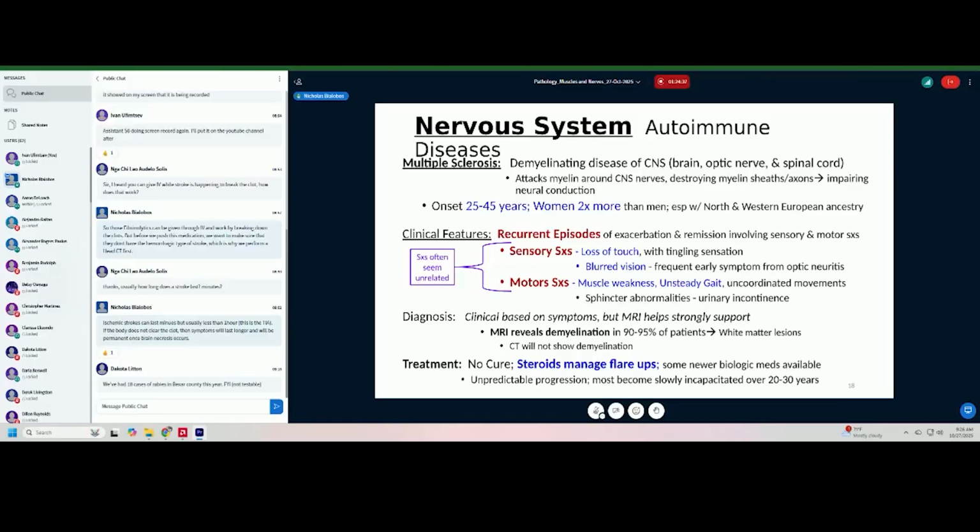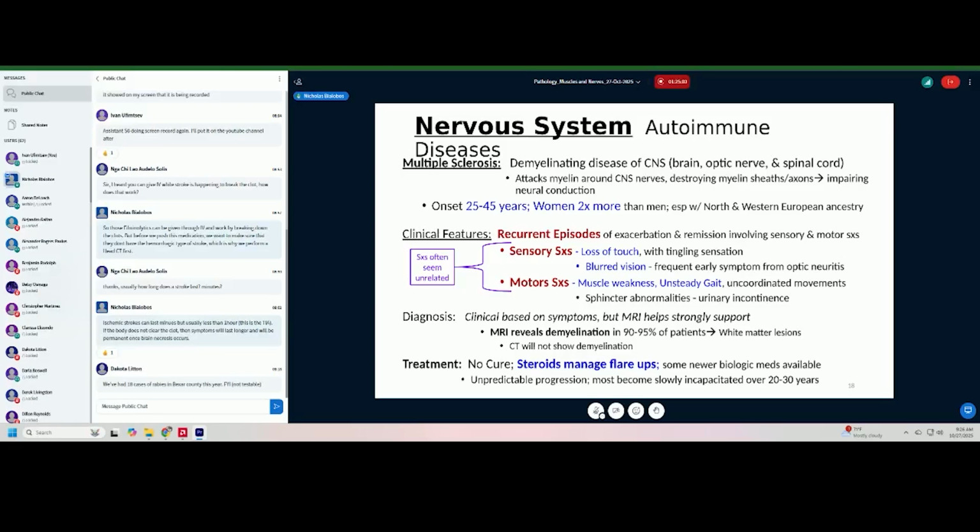How do we diagnose this? So we can diagnose this just based off symptoms. There's no special tests we have to do. However, we're going to do an MRI because the MRI is going to give us a lot of information. And when I say MRI, we're typically doing an MRI of the brain and the spinal cord, depending on where the issue's at. Because with the MRI, we can actually see where that demyelination is occurring.